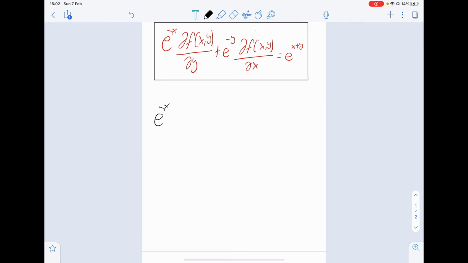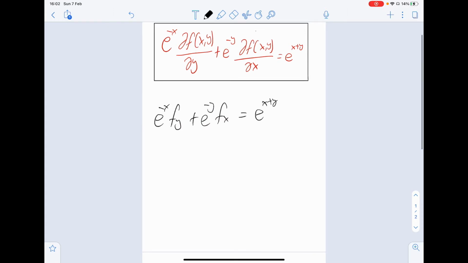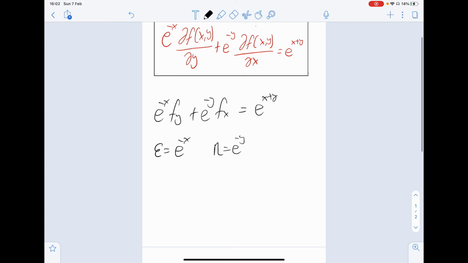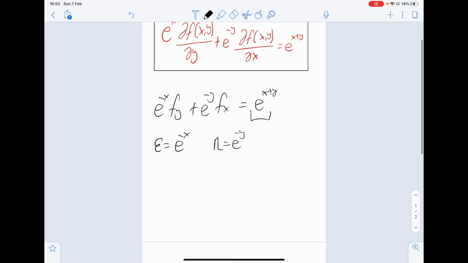e to the x, and then we do partial notation, so f sub y, plus e to the y f sub x, equals e to the x plus y. First of all, I'm going to introduce a change of variable, so we're going to let epsilon equal e to the minus x and eta equal e to the minus y. Now, we're going to first tackle the right hand side of the problem, so we can write e to the x plus y as e to the x times e to the y.